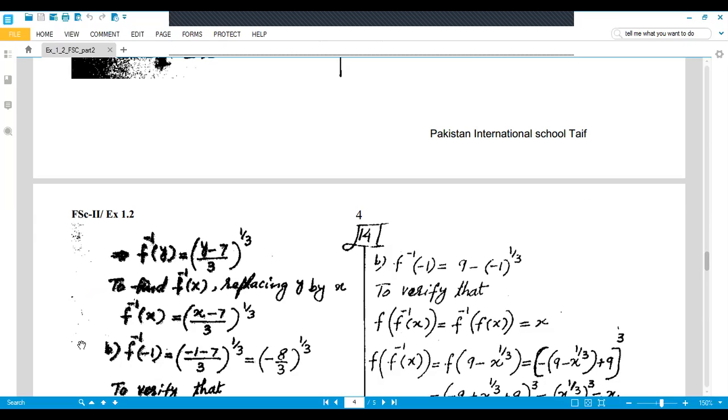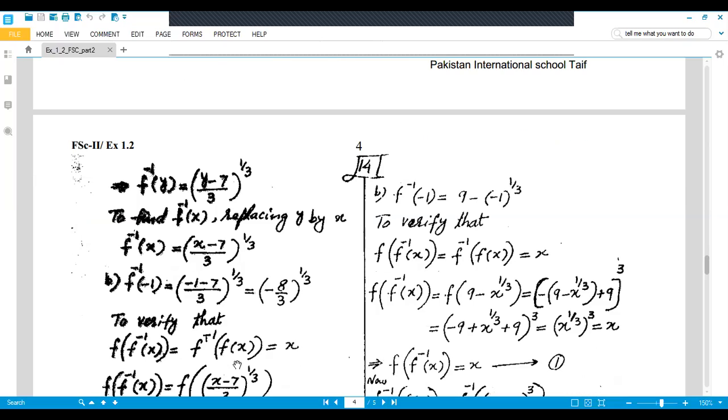And the second part is that you have to find f inverse of minus 1. So where you have x, you put there minus 1. F inverse minus 1: minus 1 in place of x, minus 1 minus 7 over 3, so minus 8 over 3 cube root. This is the B part.